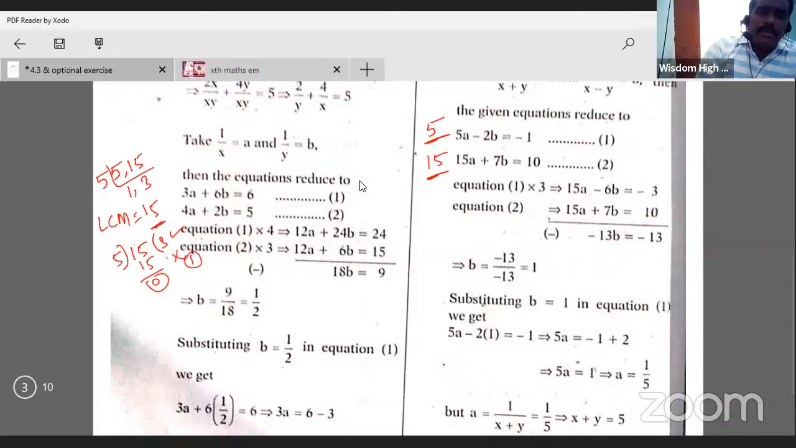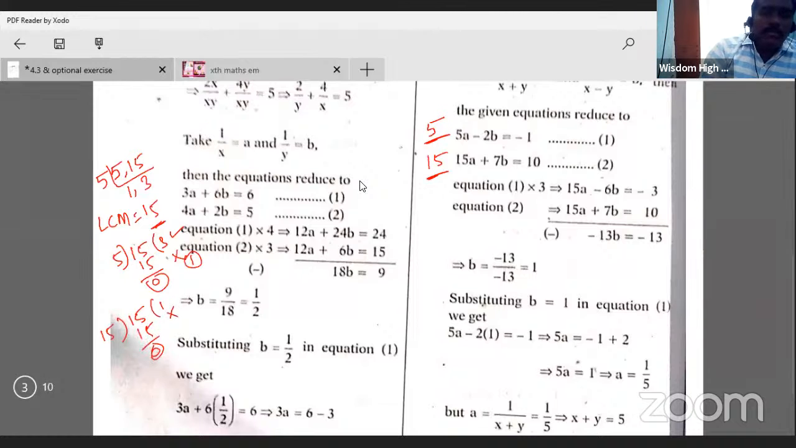Yes, it's important and easy if you remember this concept. Try to remember the concept, don't remember the solution. Okay, then again 15 will be divided by the second equation's coefficient 15. See here, 15 ones are 15, remainder is 0 now.